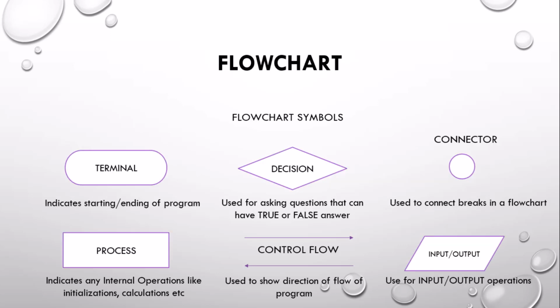Flowchart symbols include terminal. This indicates the starting and ending of a program. We have the decision, used for asking questions that can have a true or false answer. Connector, used to connect blocks in a flowchart. Process indicates an internal operation like initialization, calculations, etc. Control flow, used to show the direction of the flow of the program. Input/output or I/O, used for input and output operations.